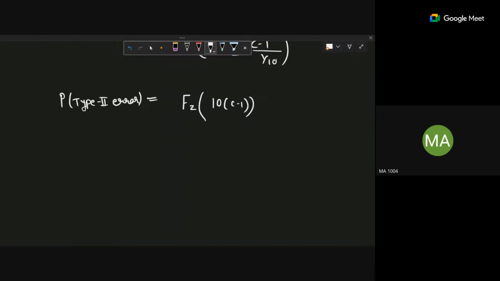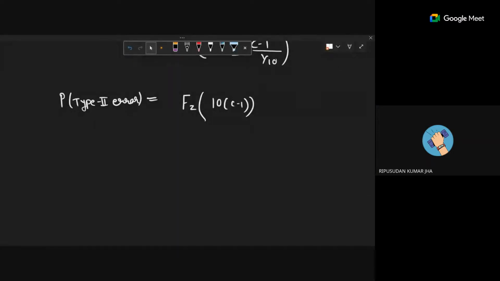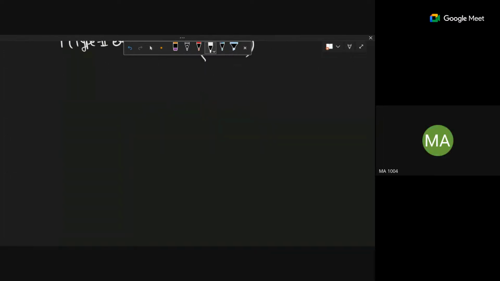So the next question is, let X be uniformly distributed over the interval minus a to a. For what value of a will the probability of X less than 1 by 2 be 0.7? How to proceed with this kind of question when the random variable's distribution is given at some particular point? We can use the CDF, the formula for the CDF of uniform, (x minus a) upon (b minus a). Yeah, that will be helpful here.